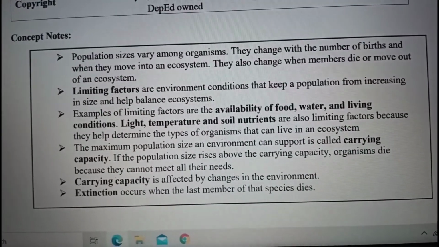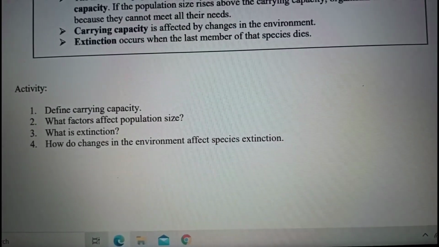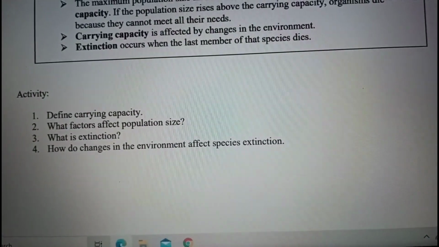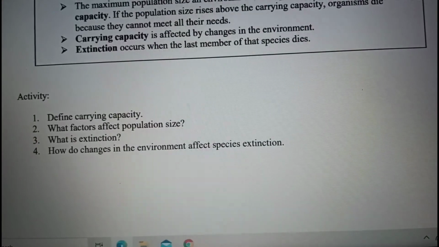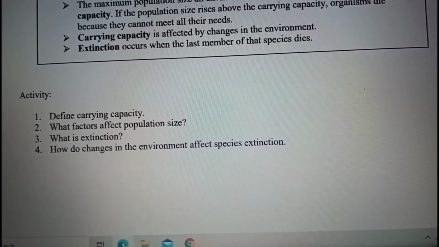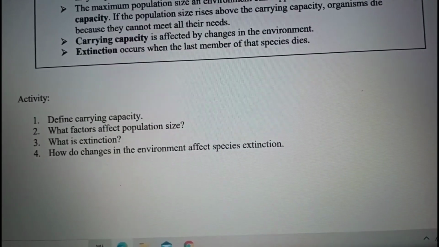Okay? So for your activity, we have 4 questions. Number 1, define carrying capacity. Number 2, what factors affect population size? Number 3, what is extinction? And number 4, how do changes in the environment affect species extinction?